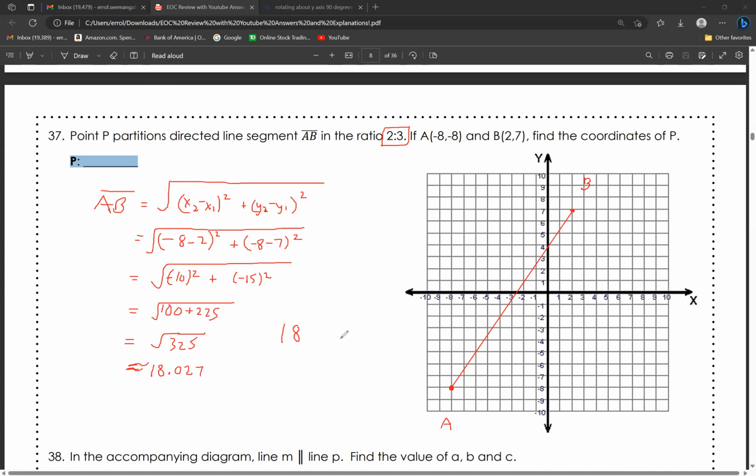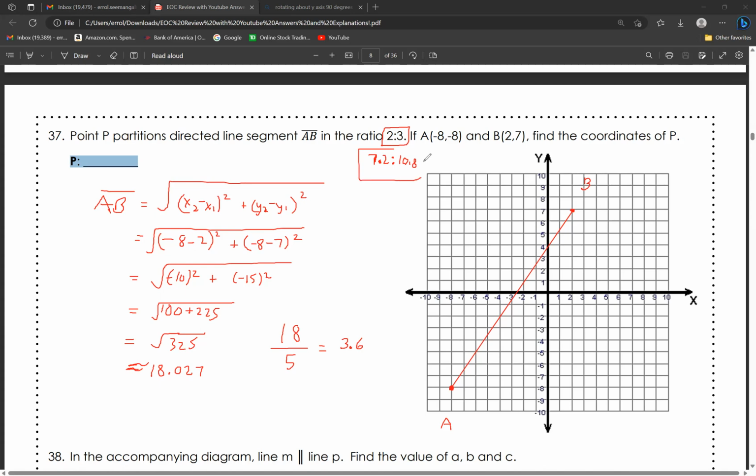So how can we do this? What's 18 divided by 5? About 3 something? 3.6, yeah. Okay. So what's 3.6 times 2? That's 7.2. And then 3.6 times 3. 10.8. Okay, so that's the ratio right here.